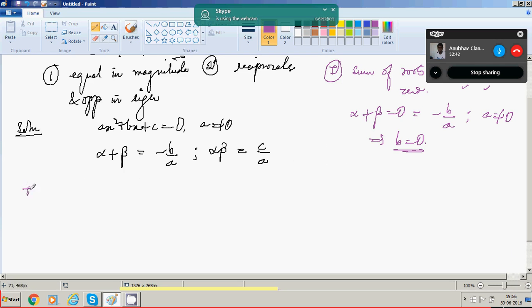Our second case is that the roots are reciprocal, so alpha equal to 1 over beta. So alpha beta equal to 1 implies 1 is equal to c over a, implies c equal to a. That's the condition on the coefficients for the roots to be reciprocals.